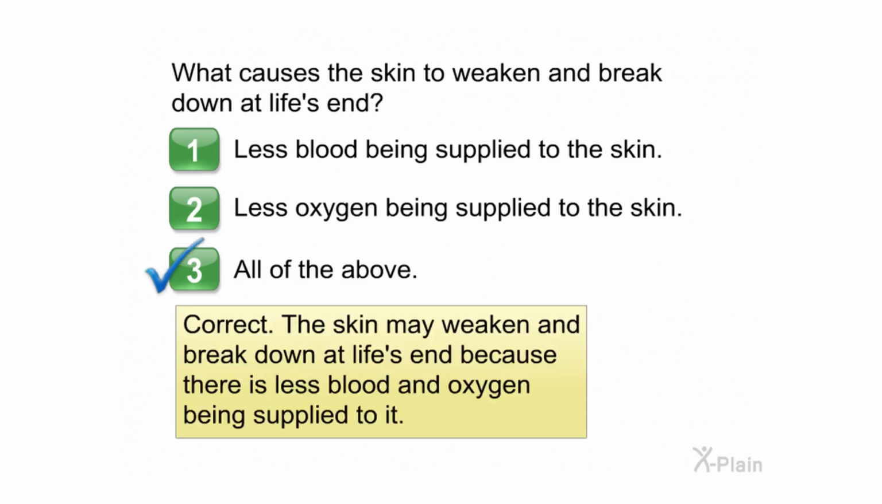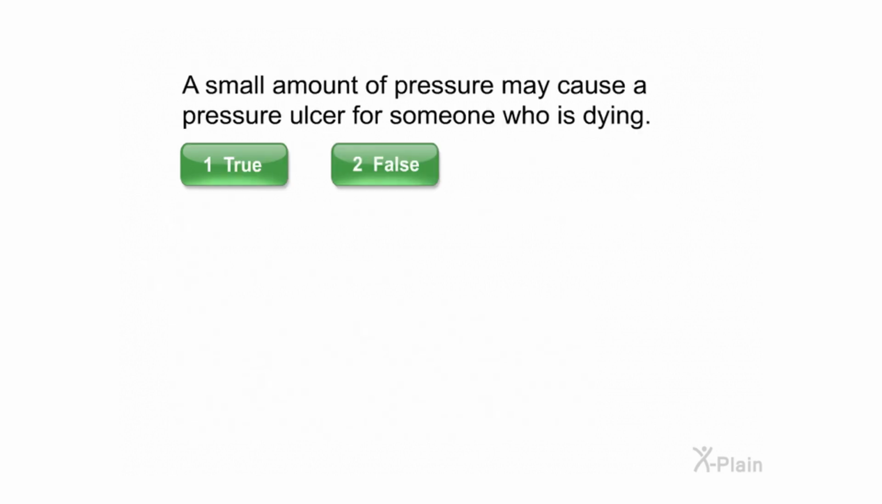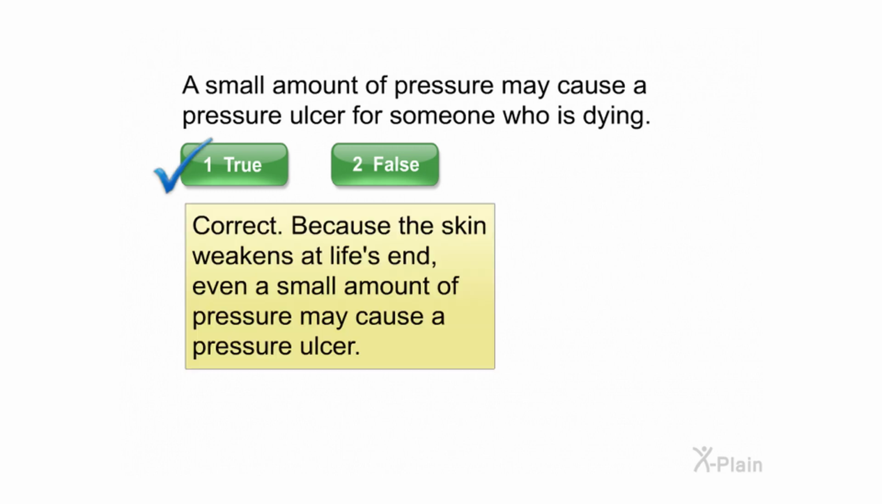Correct. The skin may weaken and break down at life's end because there is less blood and oxygen being supplied to it. A small amount of pressure may cause a pressure ulcer for someone who is dying. Select true or false. Correct. Because the skin weakens at life's end, even a small amount of pressure may cause a pressure ulcer.